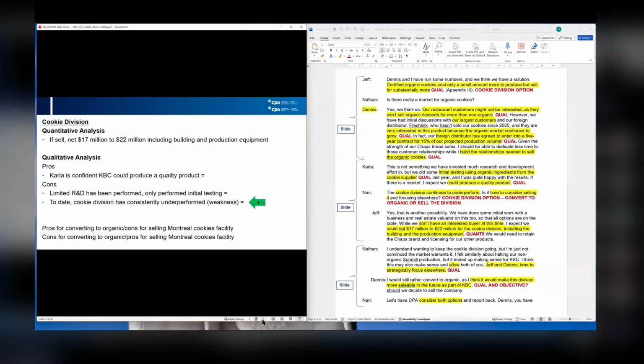So here's a few more pros and cons. Carla is confident that KPC can produce a quality product. However, there's been limited research and development, and they've only performed initial testing. To date, and this is a very important weakness, the cookie division has consistently underperformed. So that's a pro for selling it, which is a con for converting it to organic.